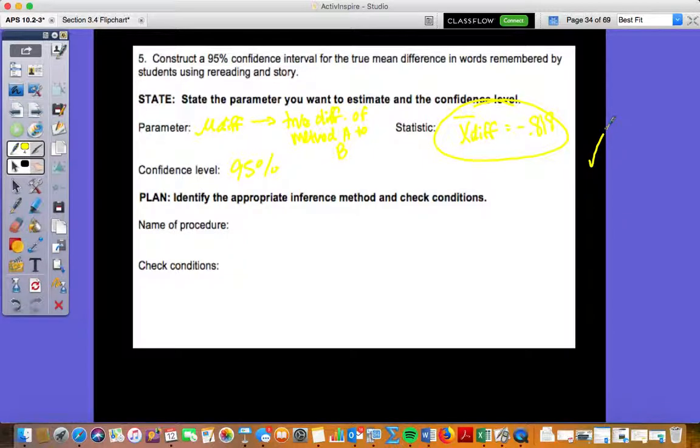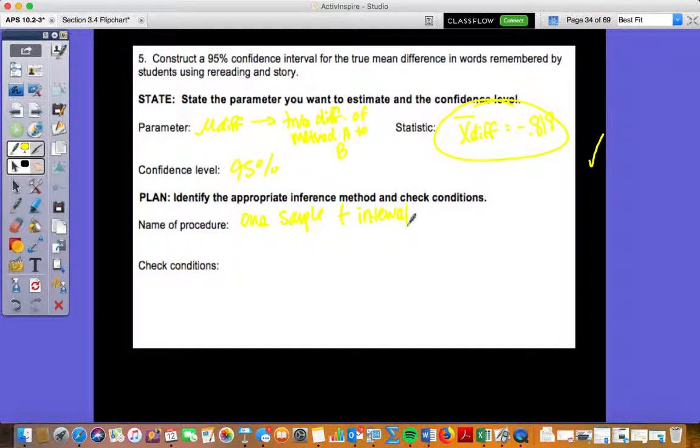What is the name of the procedure? Matched pairs. No, it would be a one. That's a good thought, but there is no matched pairs. It's the one sample Z. One sample T, because we're talking about the mean. Good. T interval. Yes, very good.